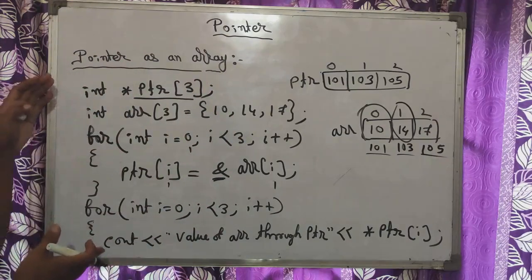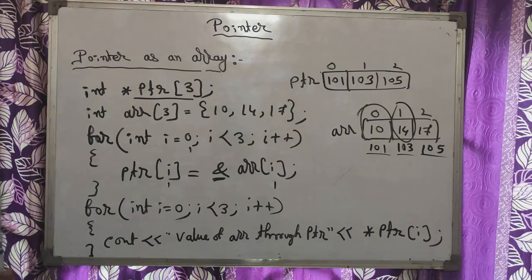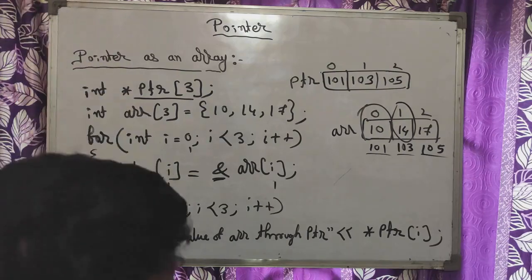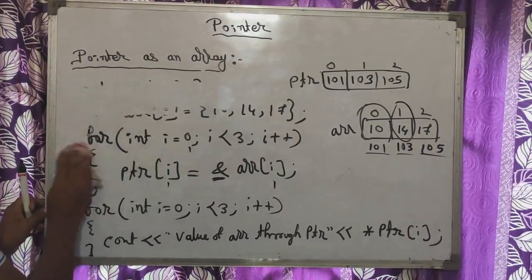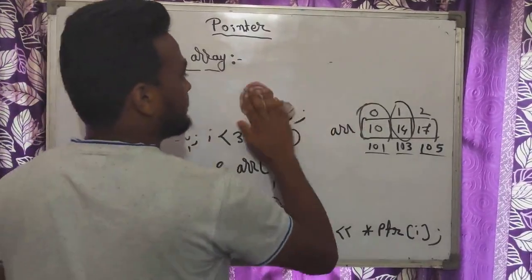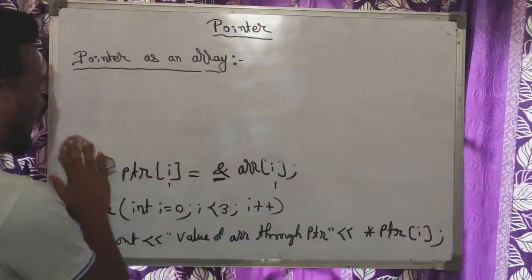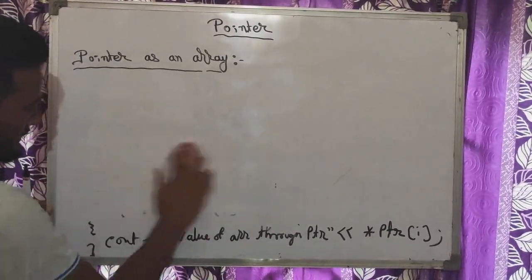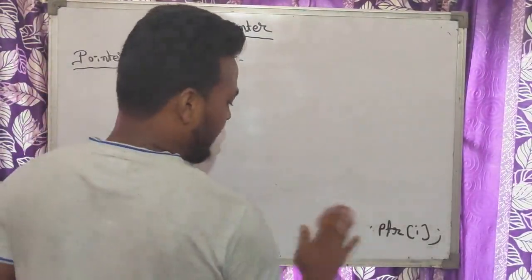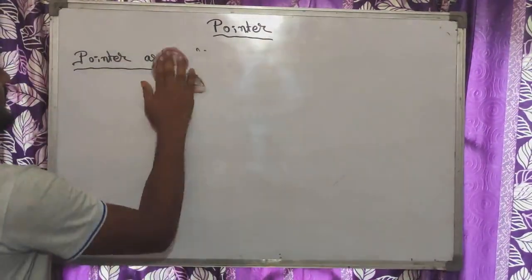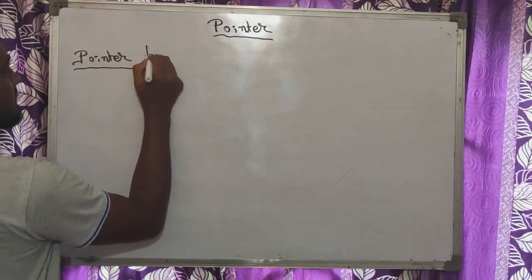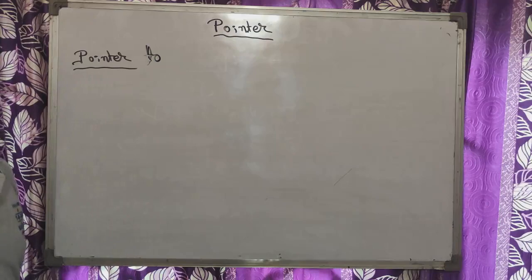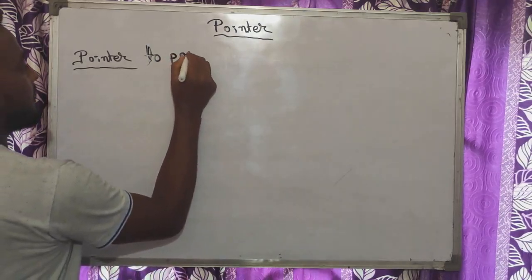Okay, so I think this is clear to you all, and now we are going to learn about pointers to pointers. So how can we proceed with this? Please pause my video and write it down. Now we are going to see how we can use a pointer to a pointer. Okay, pointer to pointer.